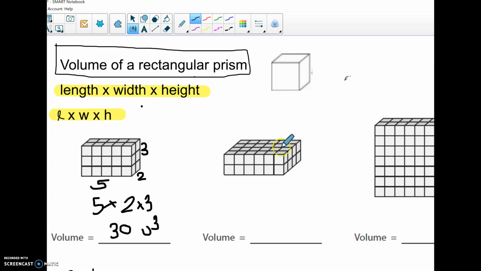Okay, so you guys try to do this one. Count how wide it is for the length, count how deep it is for the width, and count how high it is, and then multiply those 3 together. Pause the video and try it.